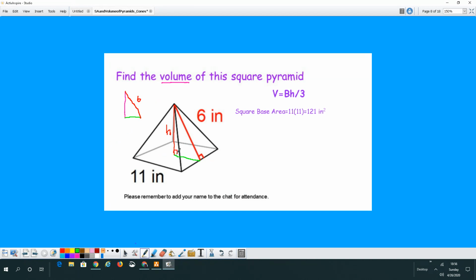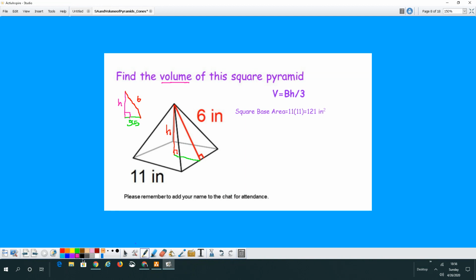The base is, what is the base here? The base of this right triangle is going to be half the length of the base itself, half the length of this, because the height is going to come right down in the center. So this is going to be 5.5. Okay, and then the height is h. That's what we're trying to find. So that's our h.